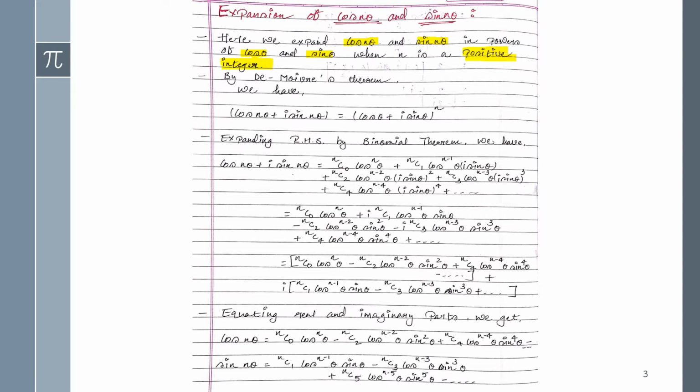So now by using De Moivre's theorem, we know the statement, as I have written here: cos n theta plus i sin n theta equals cos theta plus i sin theta whole raised to the power n. This is the equation of De Moivre's theorem. Hope you all know it very well now.